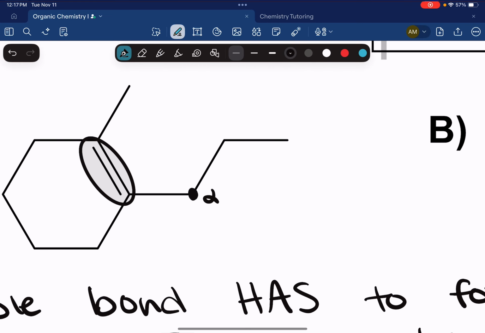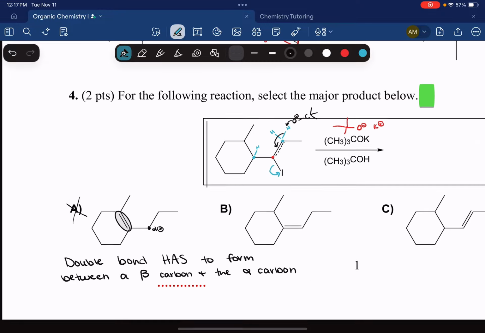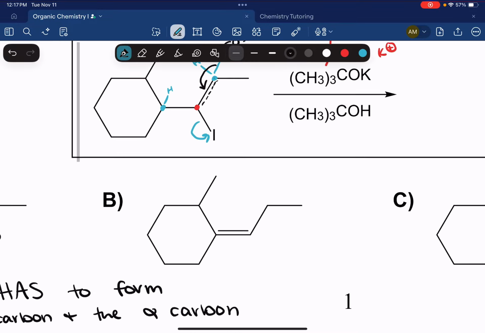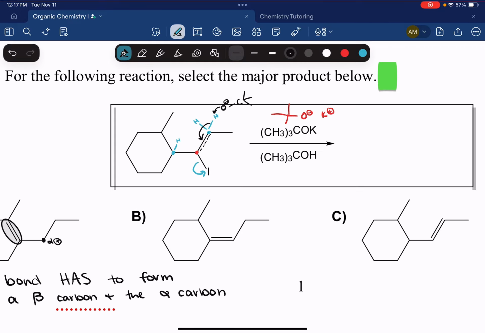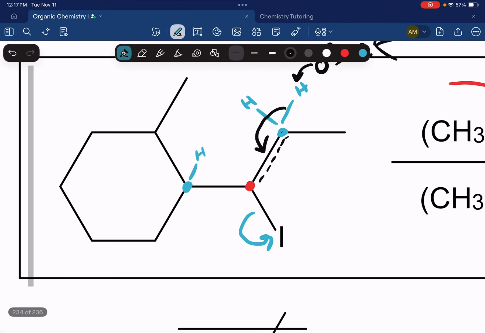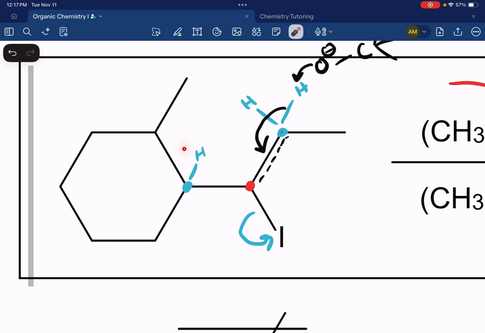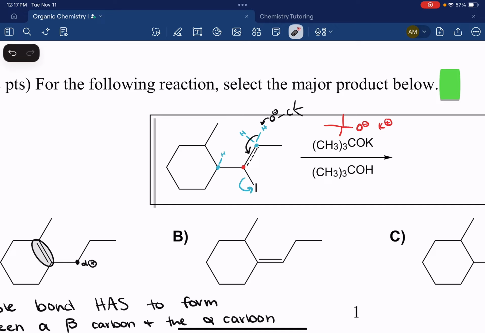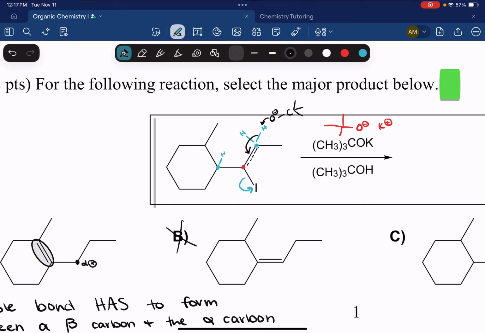Because it's the alpha carbon that is gaining the charge. So it didn't gain a hydrogen, and it didn't get a double bond, so now it's just still unhappy. So A was not going to happen. B is not going to happen because it's a bulky base, and there's too much steric hindrance to take off this hydrogen here. We can't get that one. So B wasn't going to happen.